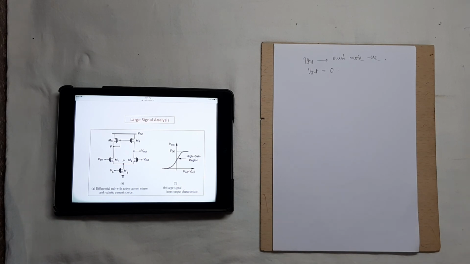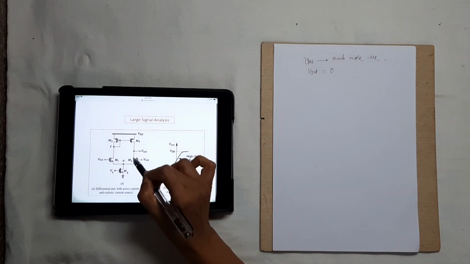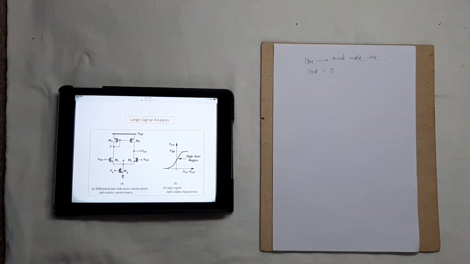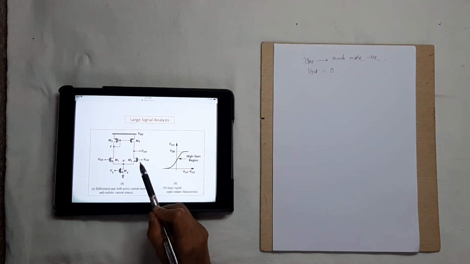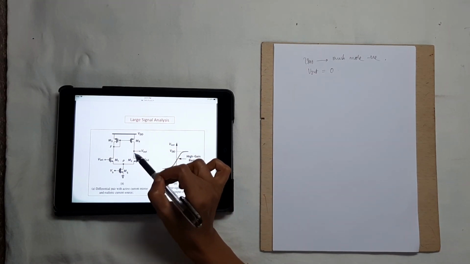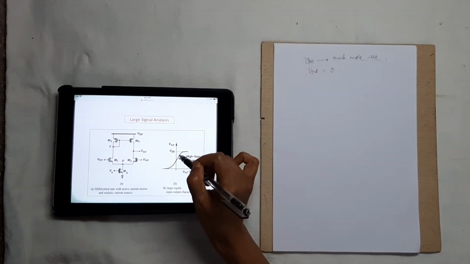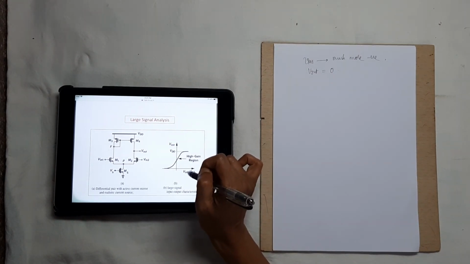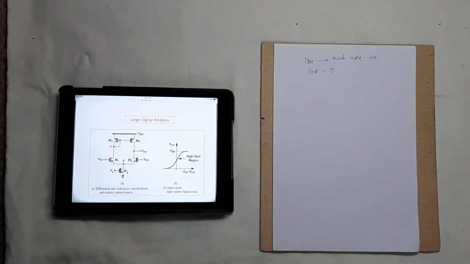As Vin1 becomes more positive than Vin2, then what happens? Eventually, the M2 transistor will be in the off state. When M2 turns off, then what will be Vout? When this is turned off, Vout will be equal to VDD. Therefore, for larger values of Vin1 minus Vin2, we get output voltage equal to VDD. So this is the large signal analysis of the differential pair with the current mirror load. That's all. Thank you.